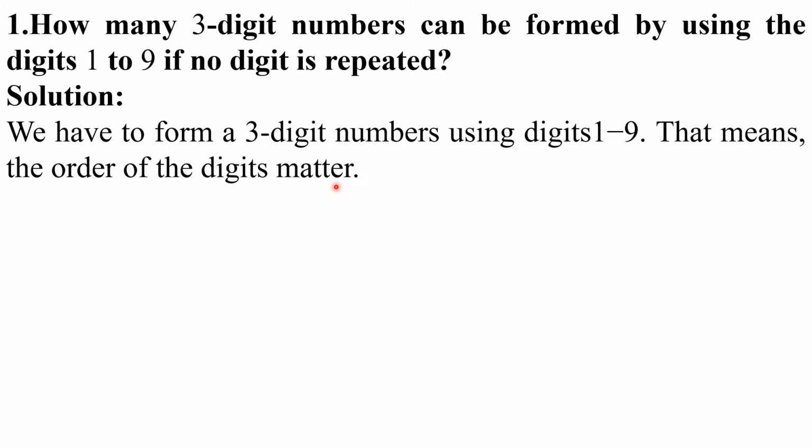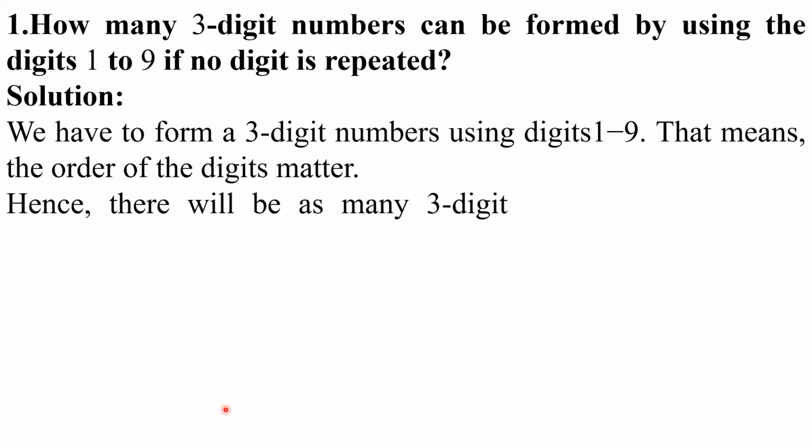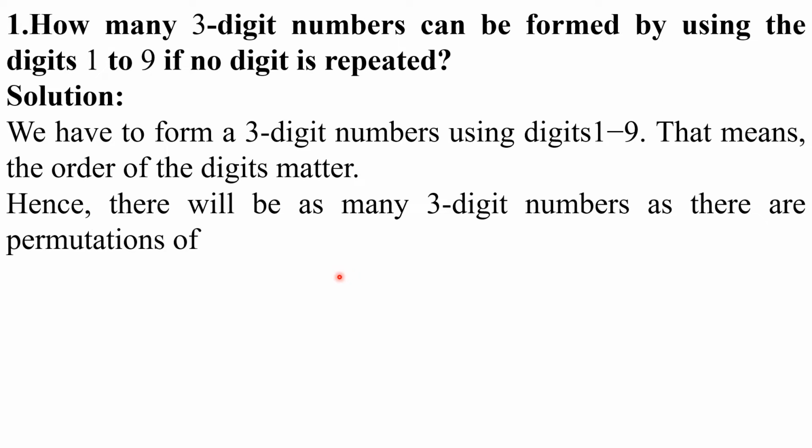In the first exercise, you have taken 3 empty boxes to denote a 3-digit number. Yes or no, my children? Right. Let us take that empty box here also. Hence, there will be as many 3-digit numbers as there are permutations of 9 digits taking 3 digits at a time.